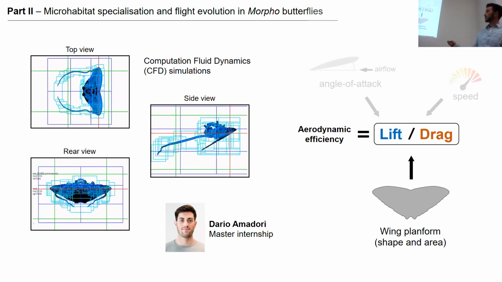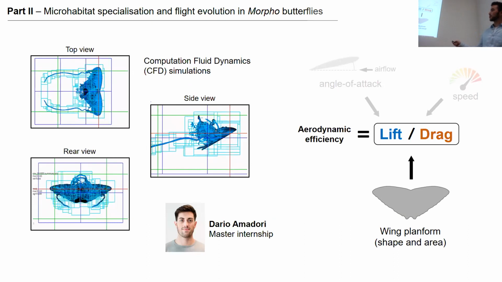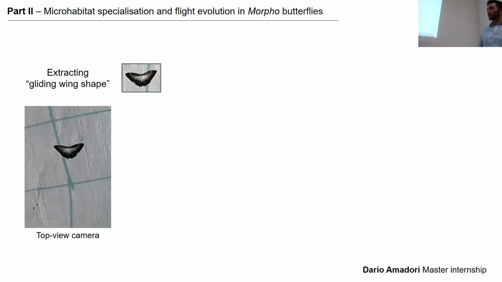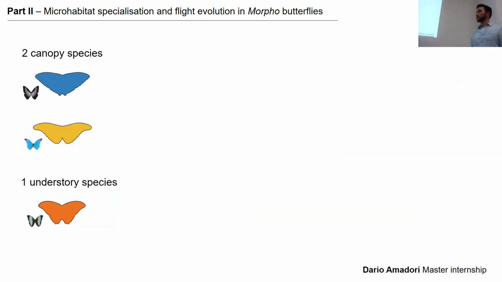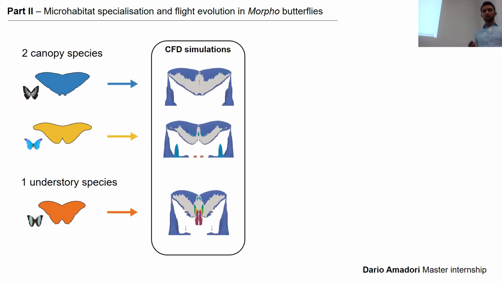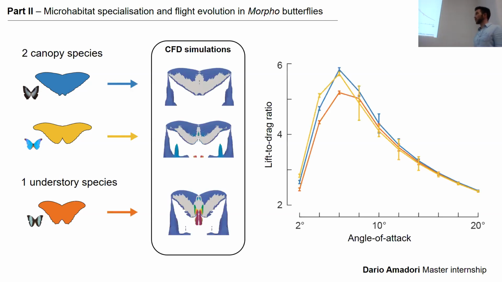So first, to approximate this gliding wing shape, we used the top view camera from my insectary, and we constructed these in silico wings to be used in aerodynamic simulations. And here we selected 3 species: 2 from the canopy, the one with the triangular wings and the one with elongated curving wings, and 1 understory species with typically rounded wings. And each of these wings went through CFD simulations, and we then computed and compared the lift-to-drag ratio over a range of angles of attack.